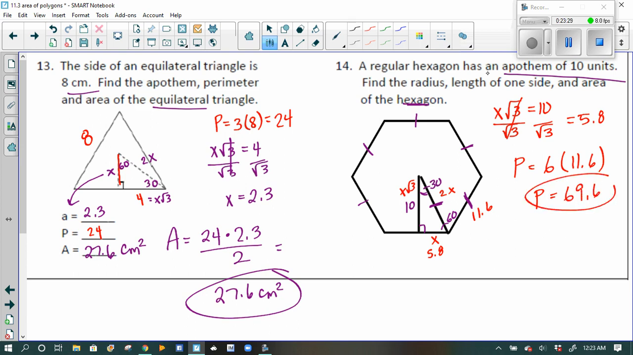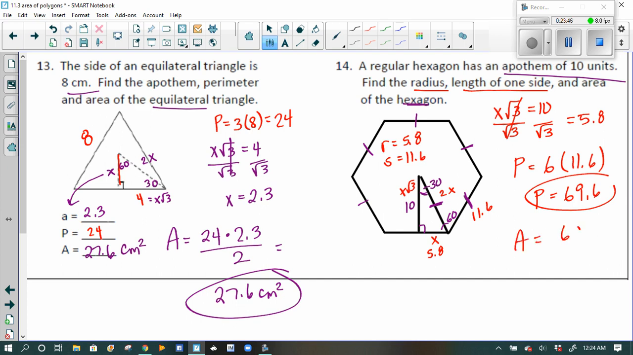All right. So it says to find the radius. Well, the radius is the same as the sides. So the radius is 5.8. The length of one side. So one of my sides is 11.6. And then find the area.